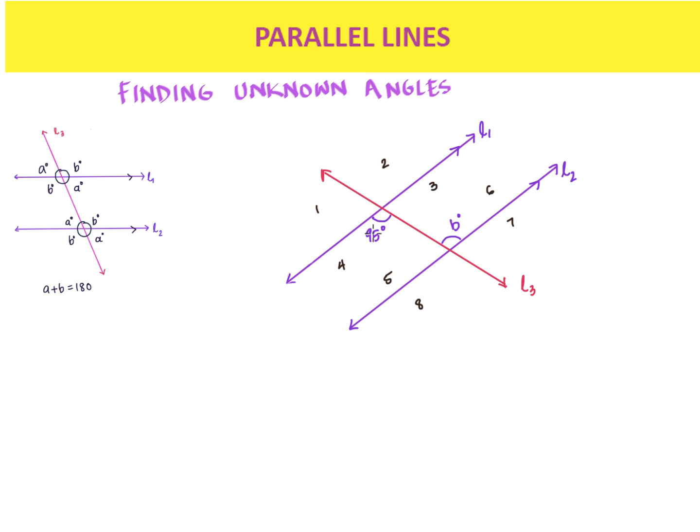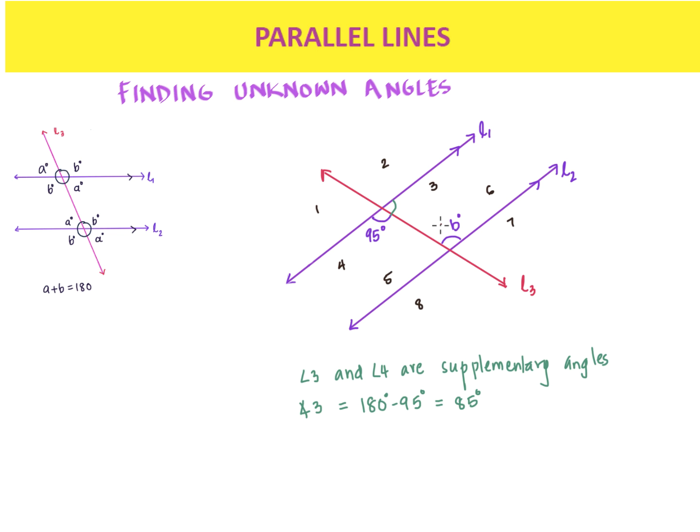We know that angle 3 and angle 4 are supplementary angles because together they are along this line. So angle 3 and angle 4 are supplementary angles. So measure angle 3 must be equal to 180 minus 95. So 180 degrees minus 95 degrees, that is 85 degrees.